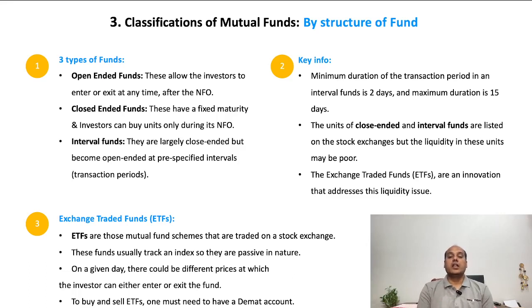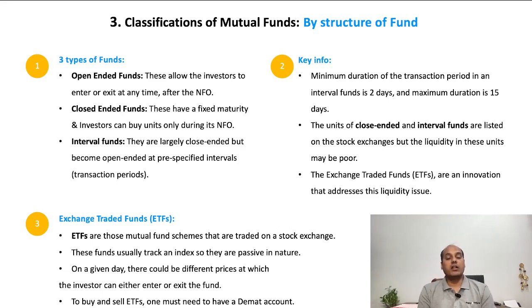Next come exchange traded funds. ETFs address this liquidity issue. So what are ETFs? ETFs are those mutual fund schemes that are traded on a stock exchange. So basically, when ETFs are created, they track an index. So they are mostly passive in nature.